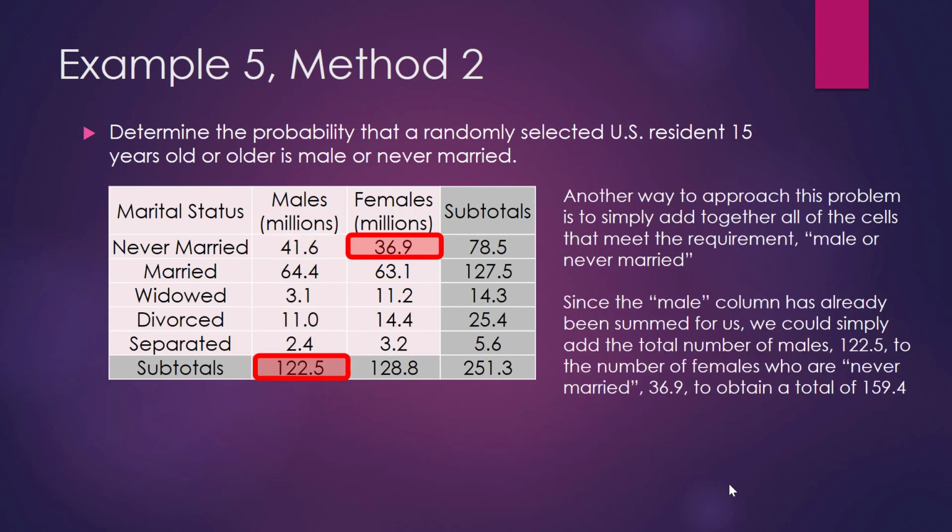Since the male column has already been summed for us, we can simply use the total number of males, 122.5, and then add to that the number of females who were never married. Doing this, we get 159.4 over 251.3, which again gives us the same exact answer we got using the last method, which is 63%.